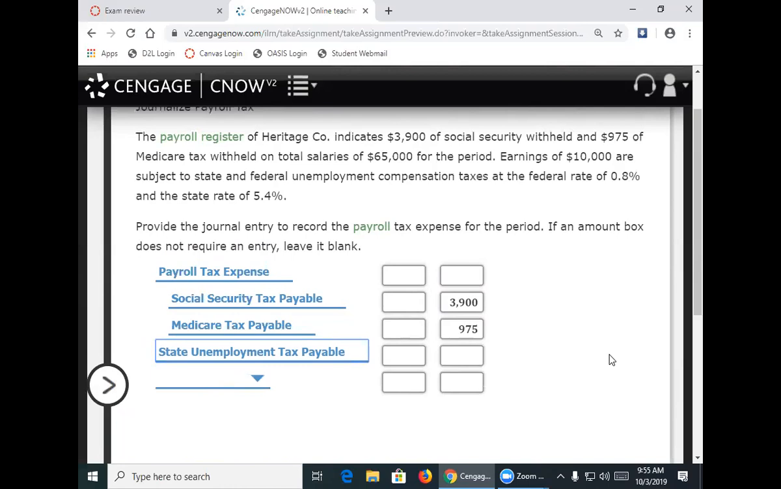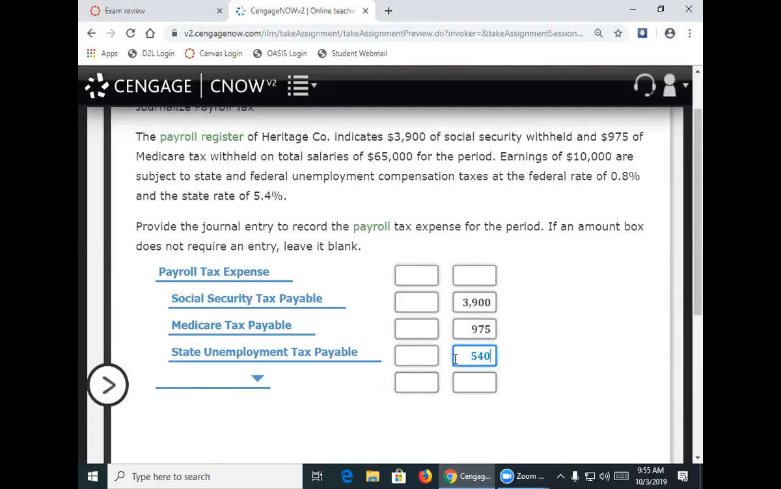Remember, we only pay unemployment on a certain amount of the wages, and they told us earnings of 10,000 are subject to state and federal unemployment. So you're only calculating unemployment off 10,000, not the full 65,000 wages. So state unemployment tax payable would be 5.4% of 10,000, which is $540. Very good. It's always nice when they're even numbers, right?